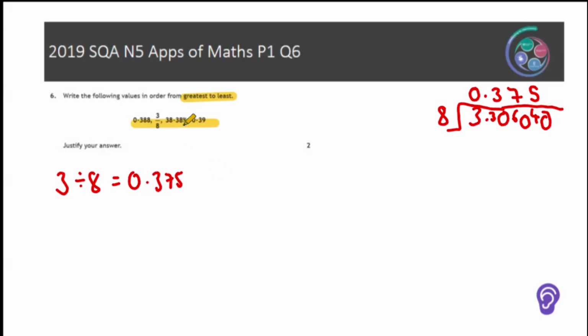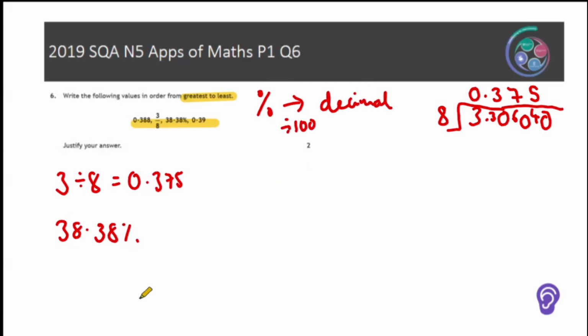Then we've got 38.38%. So nice and straightforward. To go from a percentage to a decimal, I divide by 100, which we should already know. So I'm just going to divide that by 100, and that would give me 0.3838 as a decimal. And then 0.39 is also a decimal.